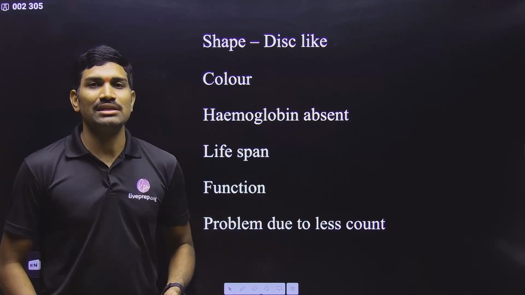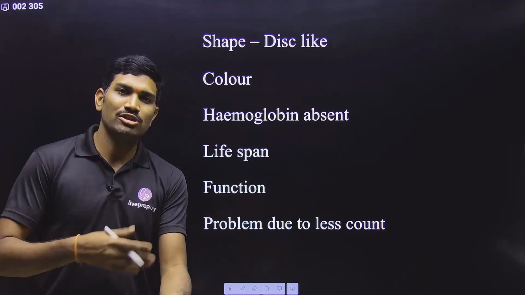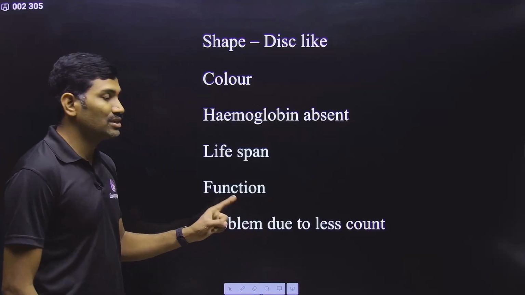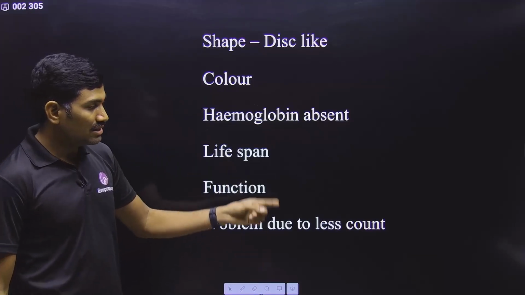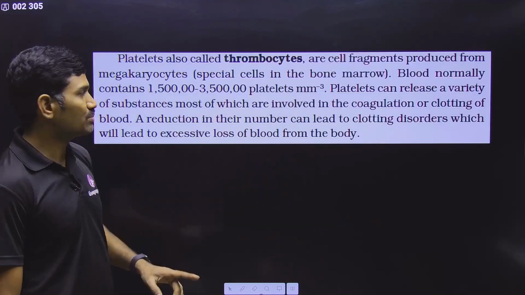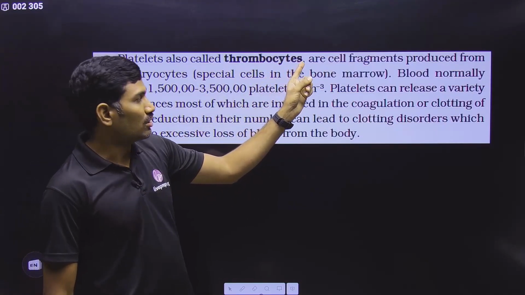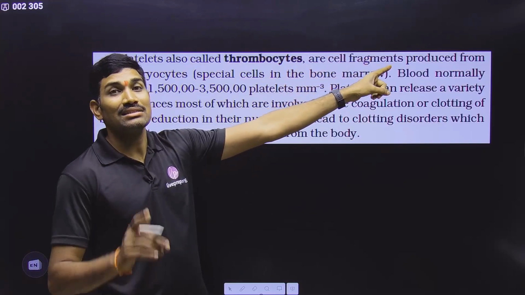And if these chemicals are not present, now what happens? Clotting will not occur. So even for a small cut we will lose so much of the blood. So this is what the problem is. So that's why these cells should be present within the normal range. So that's the significance of this particular cell type. Okay. Platelets are also called thrombocytes, and actually they are cell fragments.